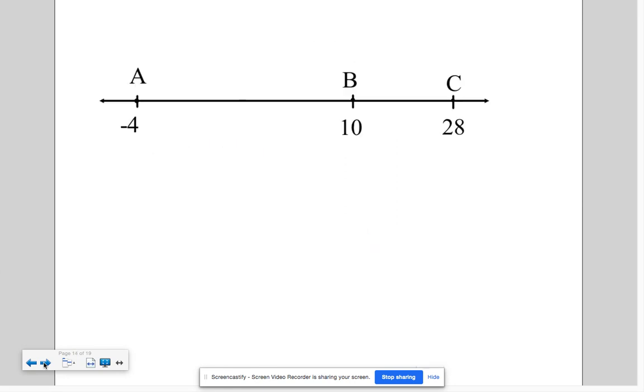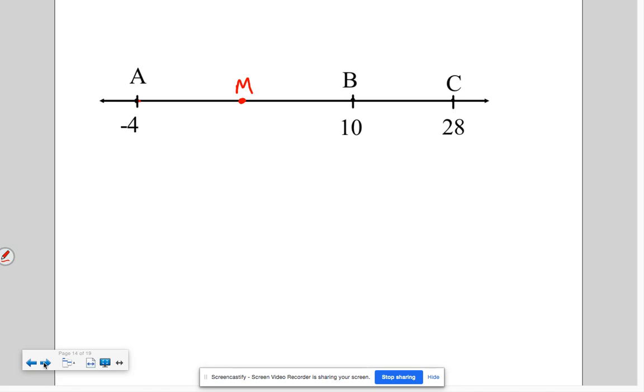So if I wanted to look at just 2 of these points, let's say A and B, and I want to find the midpoint between A and B, well, I need the 2 segments AM and BM to be equal. I need those segments to be equal.